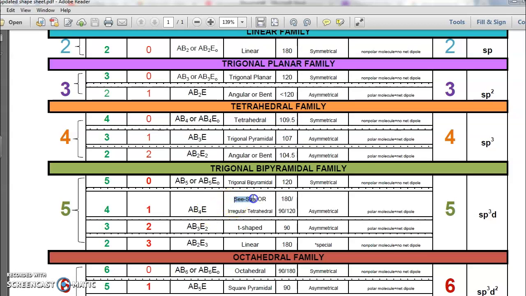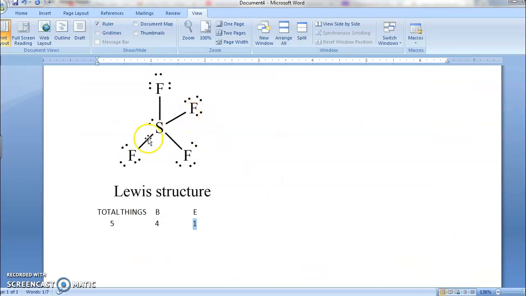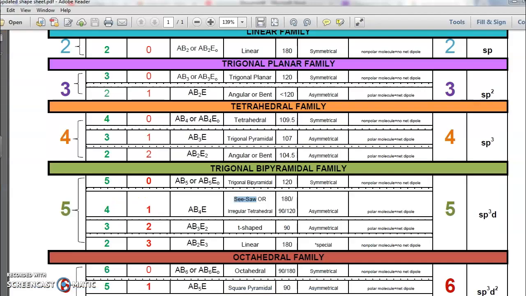The name of the shape is seesaw. It sort of looks like a seesaw when we look at the molecule. You're like, what do you mean seesaw? Right here, when we're looking at this molecule, if we could see it three-dimensionally, 2 of the fluorines would sort of be down like the stand part of the seesaw. And then one of the fluorines is up, one of the fluorines is down. That's the teeter-totter part of it. So this is what we're looking at right here.